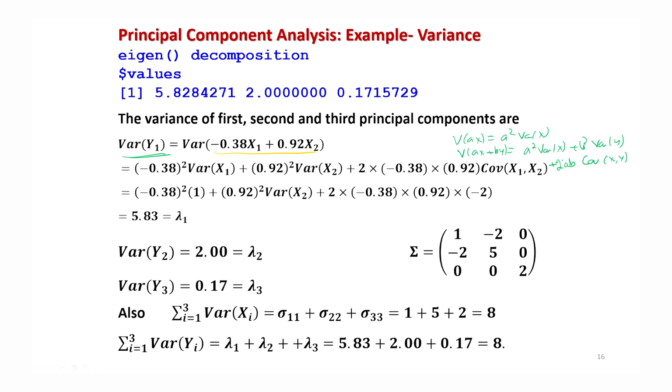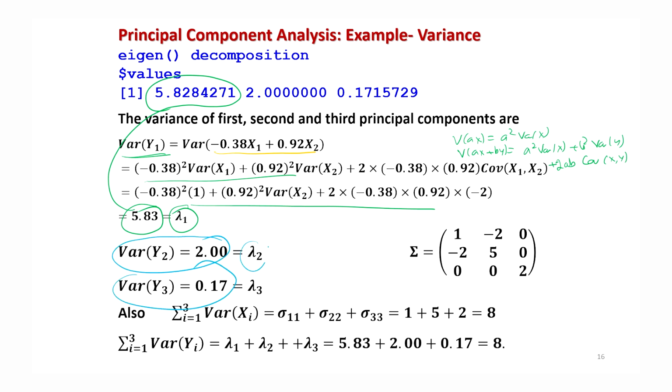Using this formula I have written this expression, and if you substitute the values from the diagonal elements of the sigma matrix for the variances of x1, x2, x3 and the covariances from the off-diagonal elements, this value comes out to be 5.83. If you compare, this is nothing but this value. So I have shown you that even if you compute manually the variance of the first principal component from the sigma matrix, it is the same as the eigenvalue, which has the largest value among the three eigenvalues. Similarly, you can find the variance of y2 and variance of y3, which are nothing but lambda 2 and lambda 3.